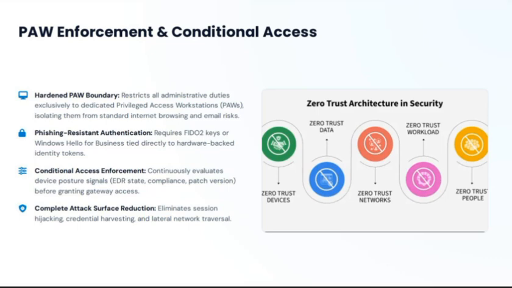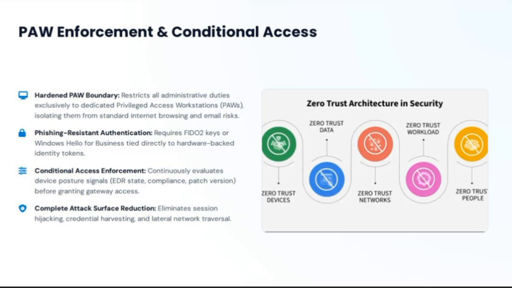Now, let's zoom in on a critical hardware boundary, the Privileged Access Workstation, or PAW, enforced through modern conditional access policies. A common point of failure in enterprise security is allowing administrators to perform high-privilege operations like modifying cloud IAM or domain schema from the exact same laptop they use for daily web browsing, opening email attachments, or chatting on Slack. If that daily driver gets compromised, your entire enterprise domain follows.